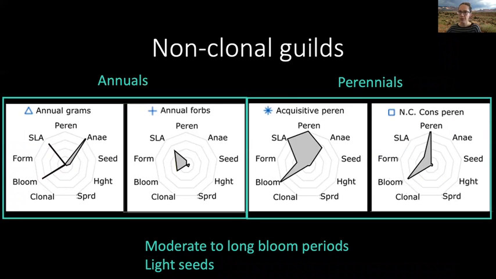These are radial plots that just show a summary of average trait values for each guild. So the further out on this little spiderweb line is, or point is, the higher that trait value is for that guild. So the non-clonal guilds all tended to have moderate to long bloom periods and light seeds. They were further divided by annuals and perennials.